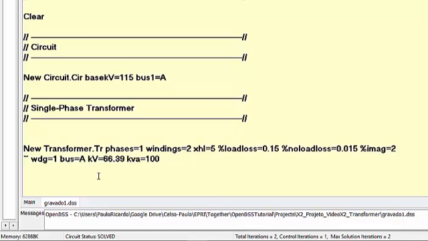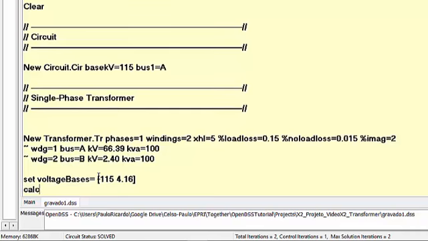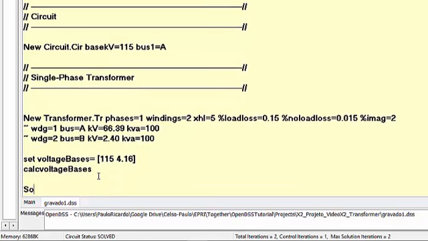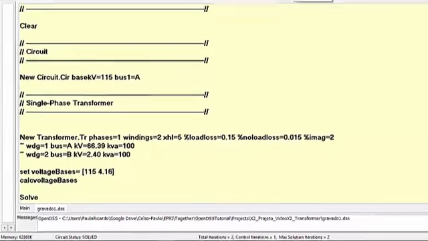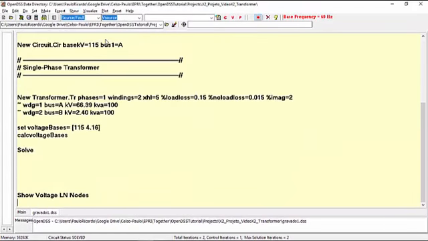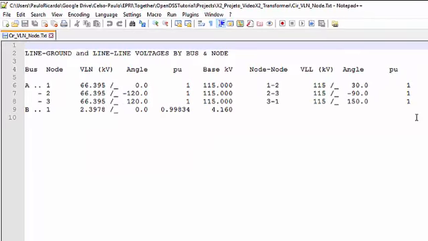The second winding is connected to bus B, and for a line-to-line voltage of 4.16 kV, the corresponding line-to-ground voltage is 2.4 kV. The voltage bases are 115 kV and 4.16 kV. Let OpenDSS define the voltage bases for each bus for us. After solving the system, we can check that the voltage levels are around what we have specified. The small difference is due to the approximations we have done for the division by square root of 3.